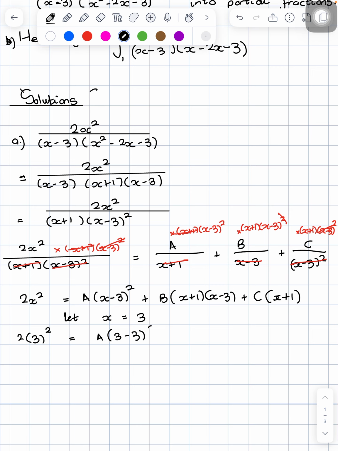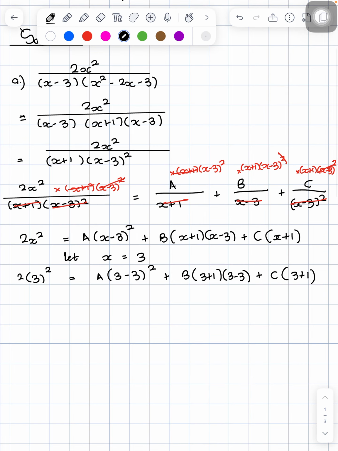3 minus 3 squared plus b(3 plus 1), 3 minus 3 plus c(3 plus 1). Right. So 3 squared is 9. 9 times 2 is 18. Equal, 3 minus 3 is 0. 0 times a is 0. So, okay, maybe let me just show you guys one step at a time. Okay. Plus b(3 plus 1), which is 4. 3 minus 3 is 0. Plus c(3 plus 1), which is 4.